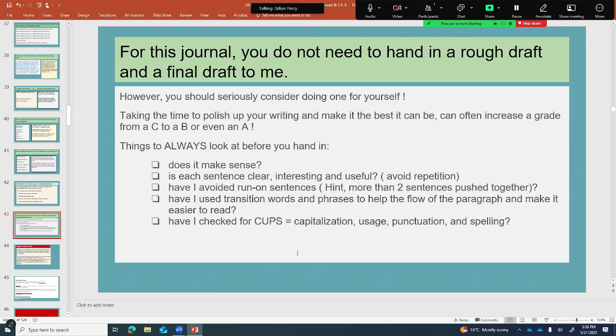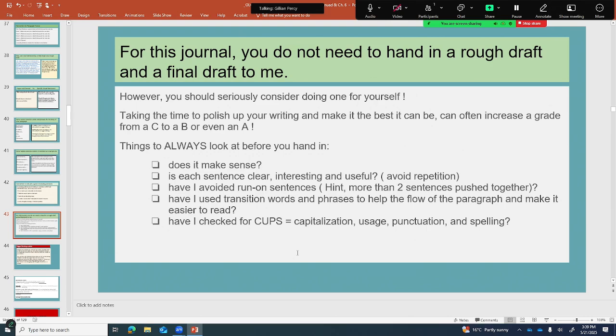Now, I've said that you don't need to hand in a rough draft and a final draft, but you really should consider doing one for yourself, because taking the time to polish up your writing and making it the best it can be can often increase your grade significantly. I have seen people easily jump from a C to a B or even a B to an A. Things to always look at before you hand in, and this would take like a minute or two: Does it make sense? Read it out loud and hear it.